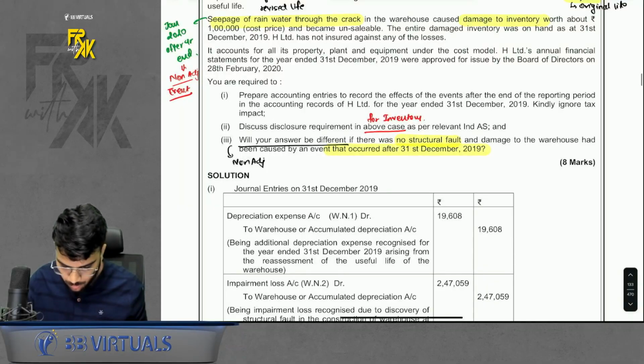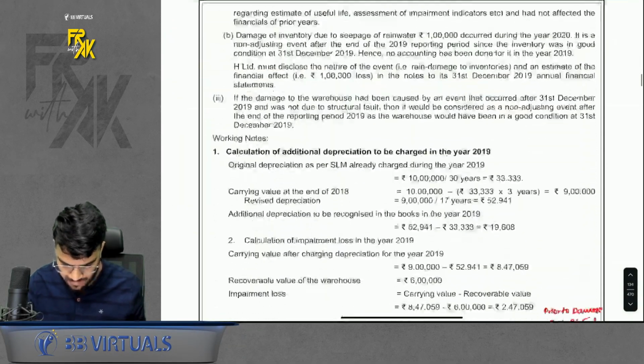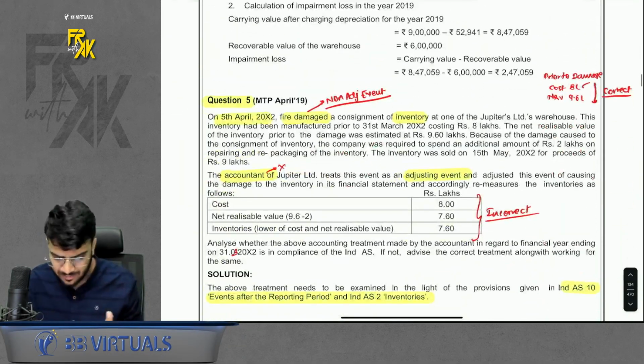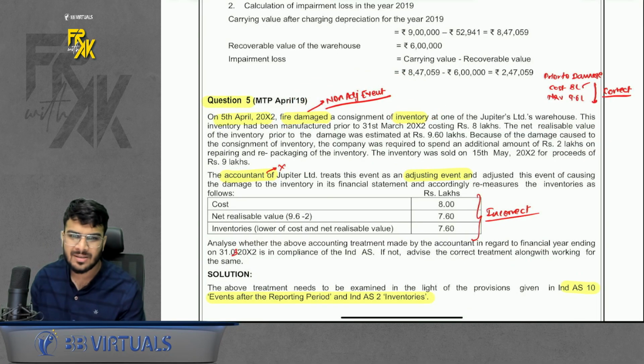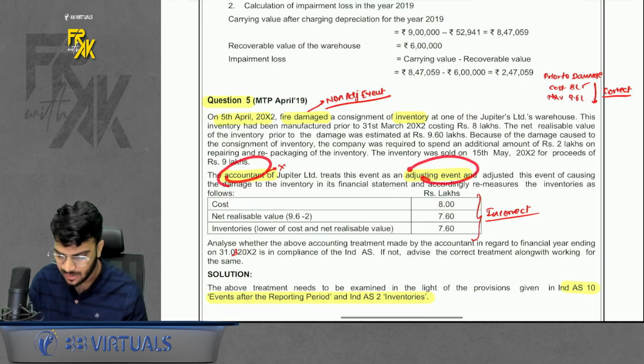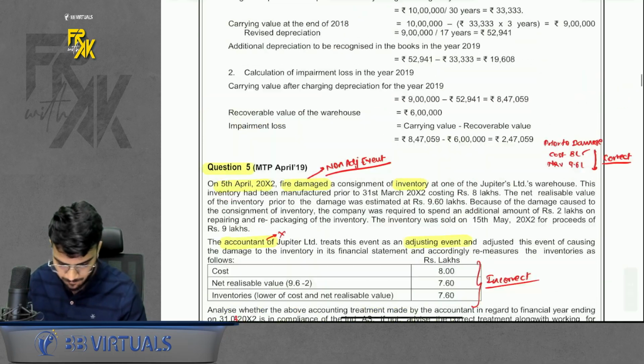Then there is one more question, question number 5, which is a basic, very simple question. It is saying that fire has damaged my inventory, so it is a non-adjusting event, but the accountant has treated it like an adjusting event. So just give them the correct treatment as well.